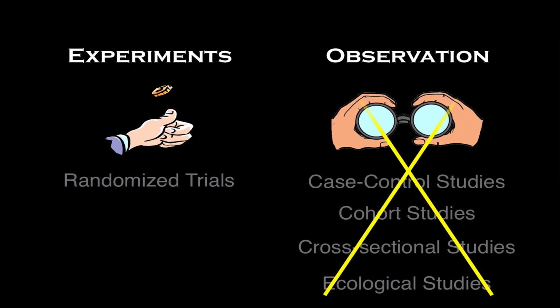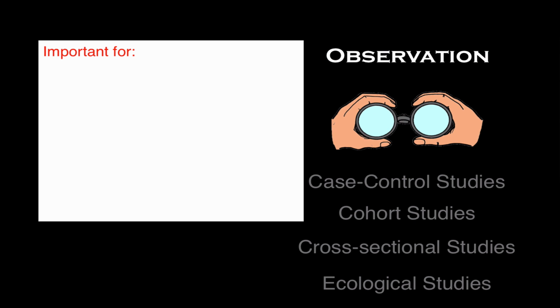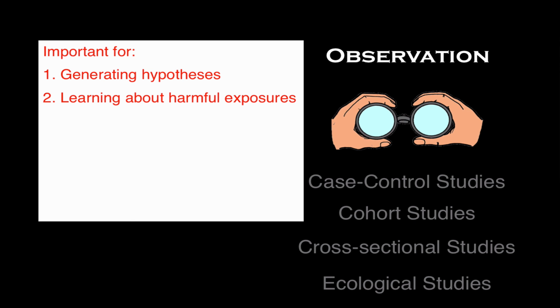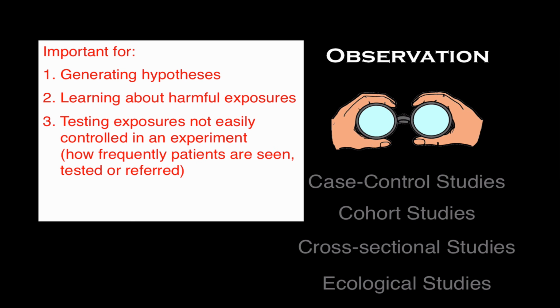So there are experiments and there are observations. And it's tempting to think that there's no role for observational studies. But that's not true. Observational studies are important for generating hypotheses. They're important for learning about harmful exposures like cigarette smoking. They're important for testing exposures not easily controlled in an experiment. Questions like how frequently patients are seen by their doctors, how frequently they're tested, or how frequently they're referred to specialists. And it turns out observational studies are important in investigating the extent of overdiagnosis. A story for another day.